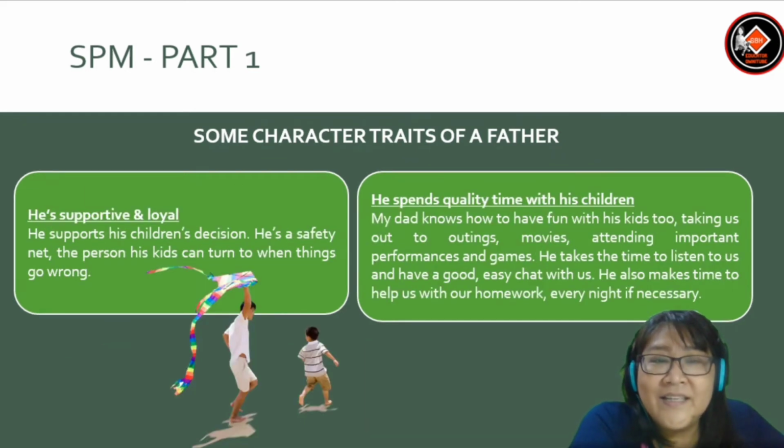Dear students, here are more character traits of a father. You can write he's supportive and loyal. He supports his children's decisions. He's a safety net, the person his kids can turn to when things go wrong. And the last one is he spends quality time with his children. My dad knows how to have fun with his kids too, taking us out to outings, movies, attending important performances and games. He takes the time to listen to us and have a good, easy chat with us. He also makes time to help us with our homework every night if necessary.